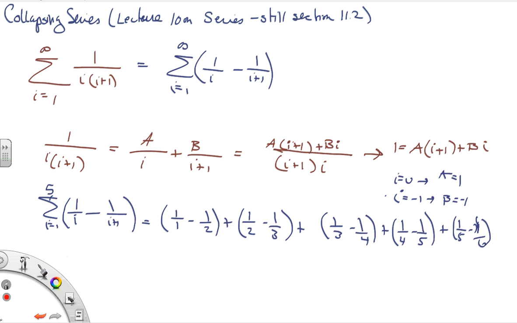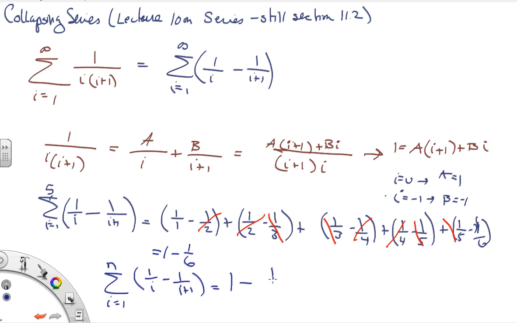And what do you have to notice here? Well, this minus 1/2 and this positive 1/2 cancel. The minus 1/3 and the positive 1/3 cancel. The minus 1/4 and the positive 1/4 cancel. The minus 1/5 and the positive 1/5 cancel. And I'm left with 1 minus 1/6. So if you check in general, the sum from I equals 1 to n of 1 over I minus 1 over I plus 1 is going to end up being 1 minus 1 over n plus 1.